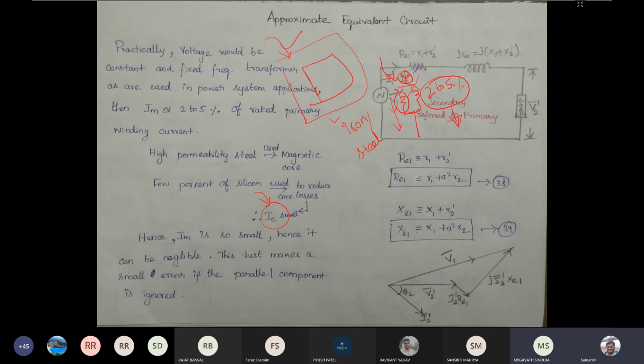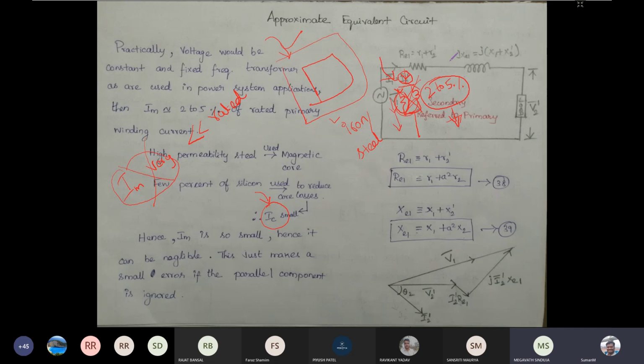Now the thing is, the magnetizing current, the IM, is very small when compared to the rated current. When this is very small when compared to the rated current, we can neglect this component. So we can neglect this shunt component. So you will be getting only this figure which is shown already. So now this is called the approximate equivalent circuit.